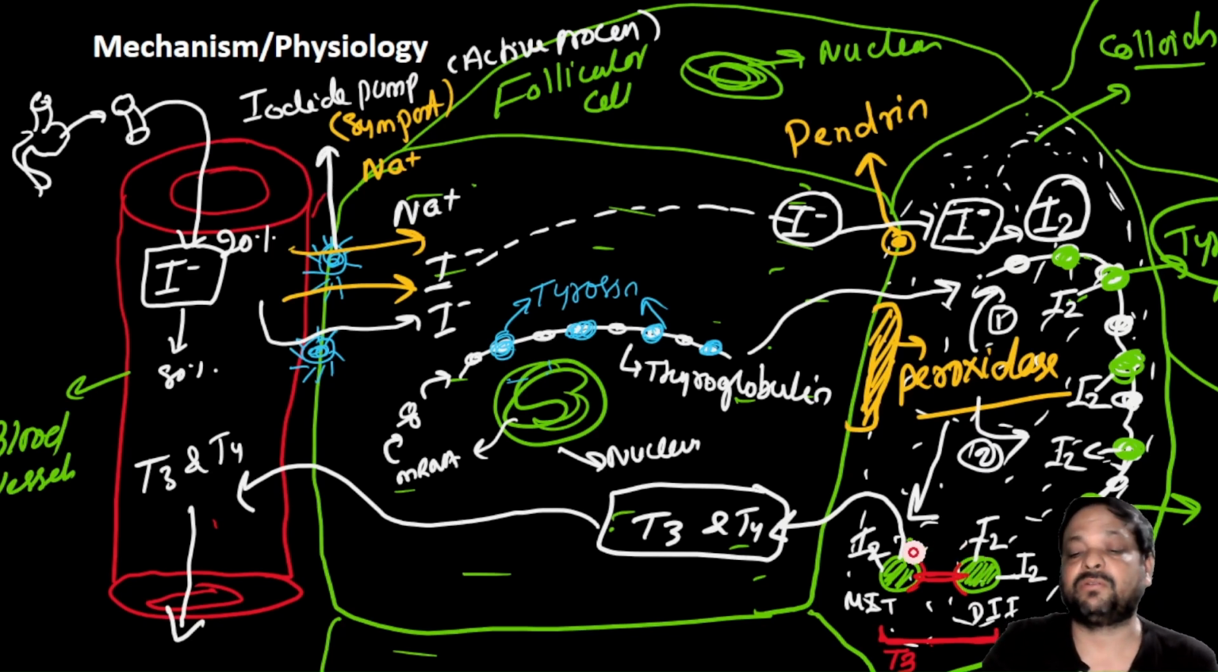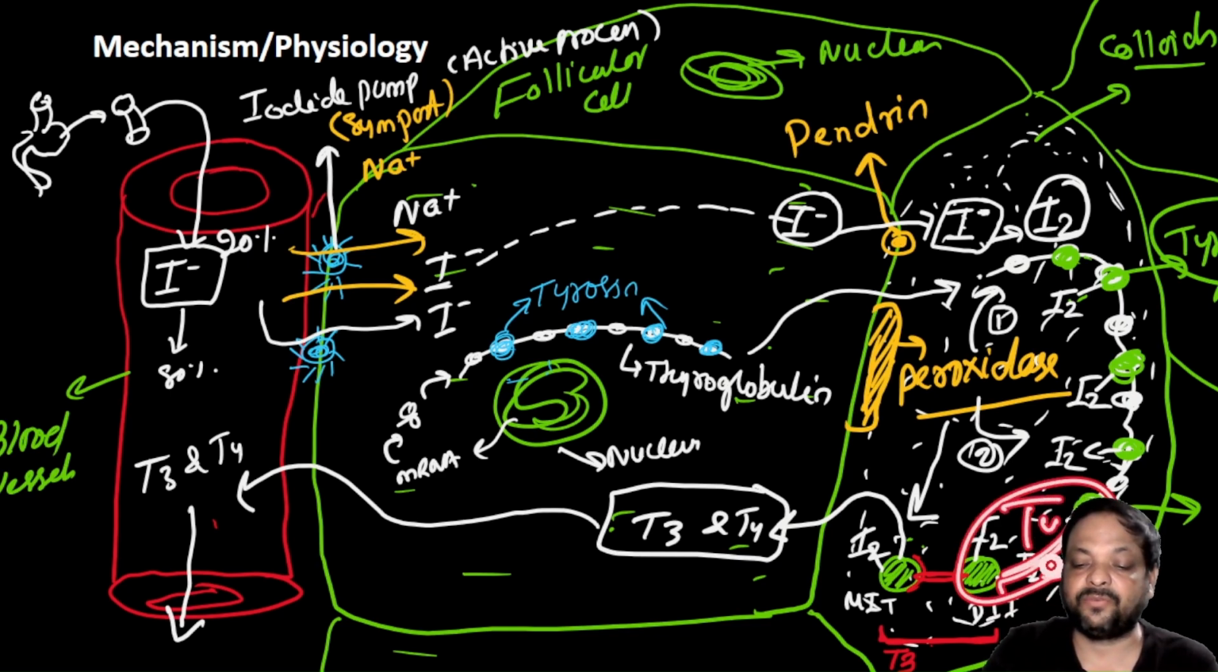So after organification, what happens? Now these peroxidase enzymes undergo the third function. The third function is called coupling. So what is coupling? Now it fixes MIT with DIT. When both are attached, mono and di, it produces T3 hormone. If both di are attached, suppose this is a di present, if both di are attached, then it will be T4 hormone.